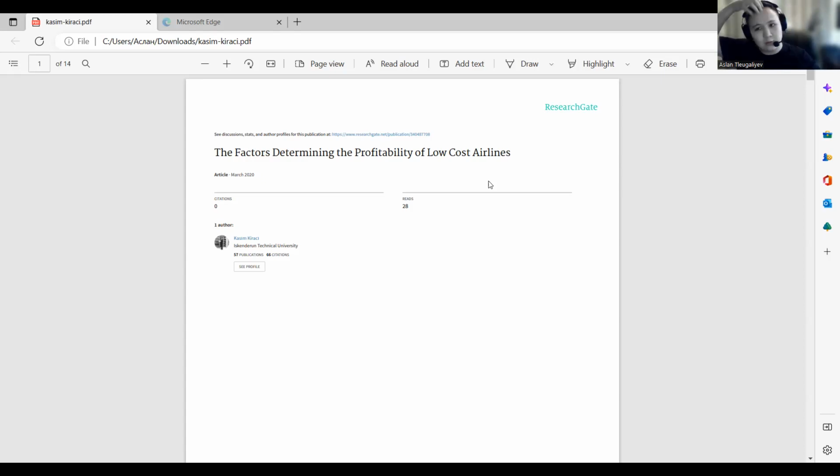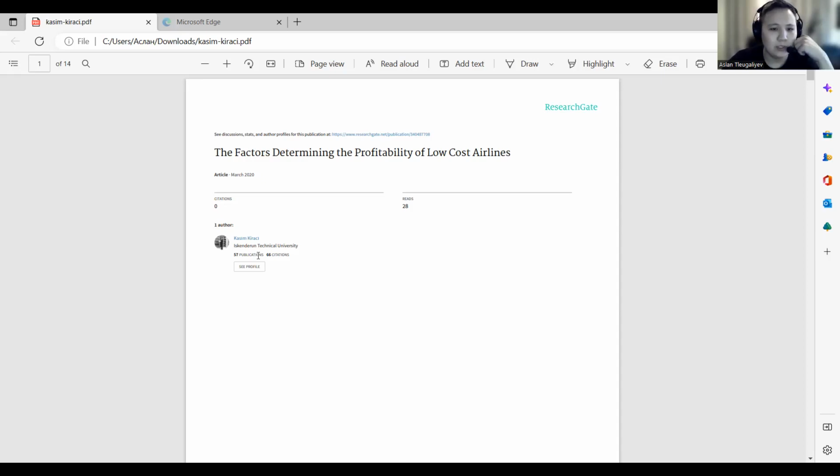My name is Aslan Tlugaliev, and now I'm going to present you the research paper which I consider to be relevant for my master's study. I also think that the most important concepts covered in our business research method class are also captured in this research paper. The name of the research paper is Factors Determining the Profitability of Low-Cost Airlines.